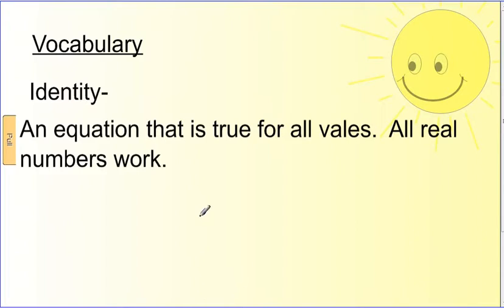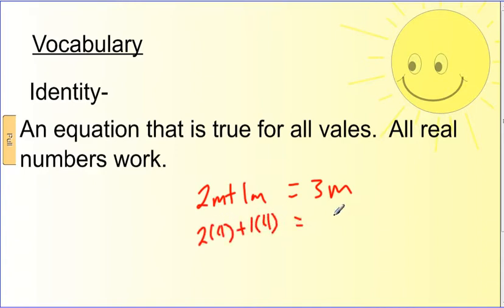Now I can give you a simple example of this. 2m plus 1m equals 3m. Now, no matter what number you plug in for m, this will always be true. If I put in a 4 for m, 2 times 4 plus 1 times 4 might equal 3 times 4. Let's see, 3 times 4 is 12. 2 times 4 is 8. 1 times 4 is 4. Add it together, you get 12. Okay, maybe I got lucky.